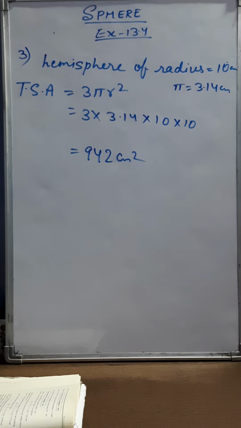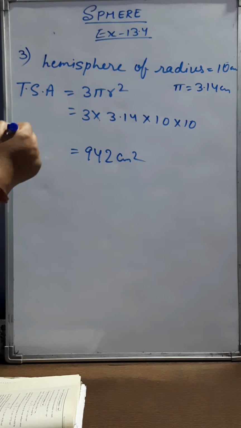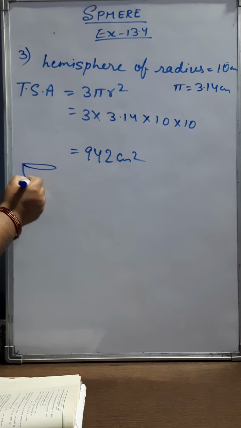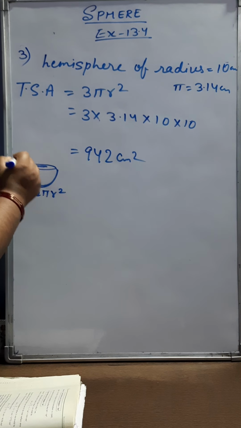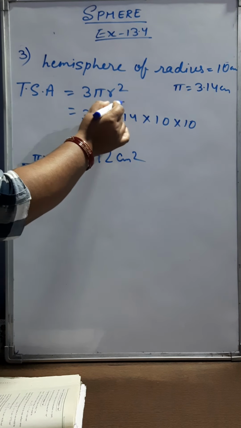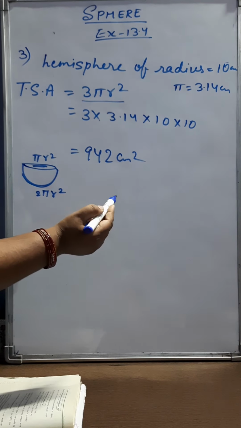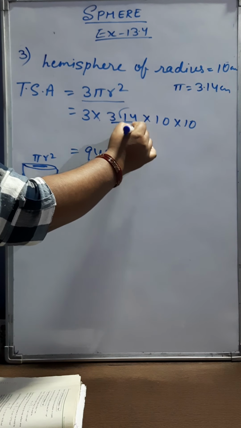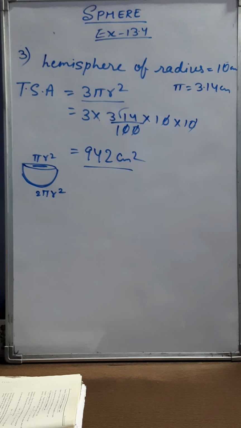Question number 3 says, find the total surface area of a hemisphere of radius 10 cm. Here we have to use the value of pi as 3.14. If we have to calculate its total surface area, then we have to add this 2 pi r square with the top area pi r square. So it is total 3 pi r square. When you put the value of pi as 3.14 and radius as 10 into 10, this 100 will get cancelled with the zeros. When you multiply 314 into 3, you will get 942 cm square as its total surface area.